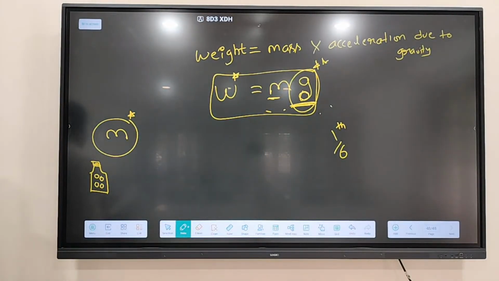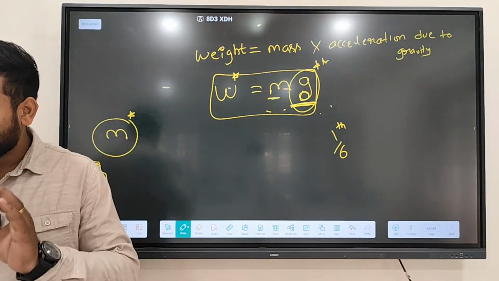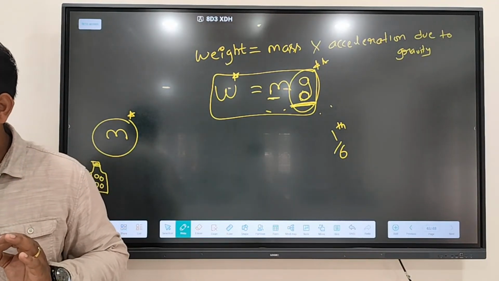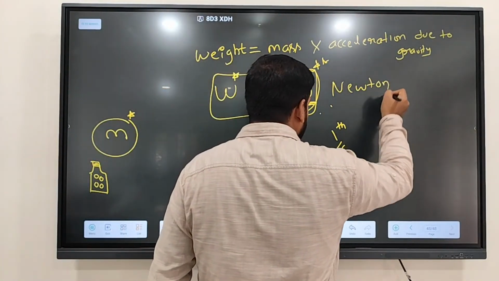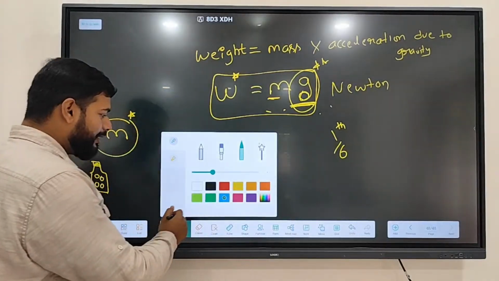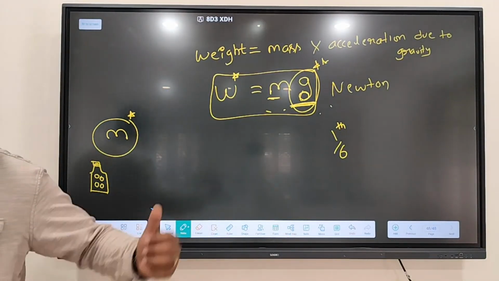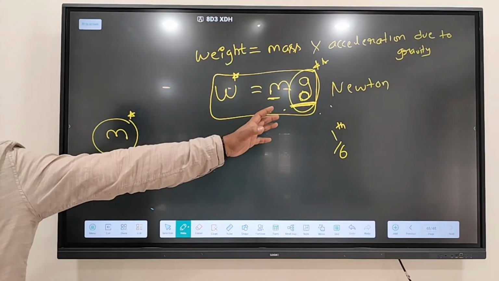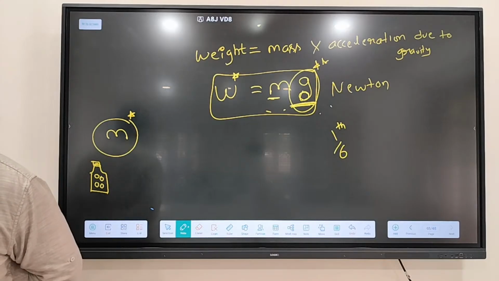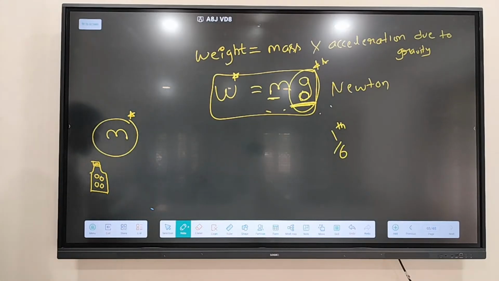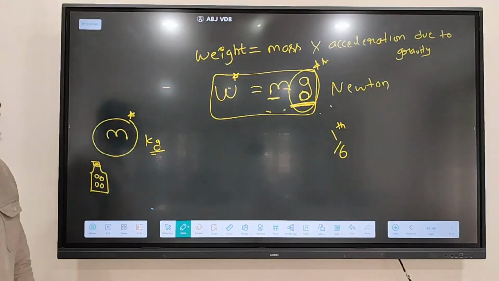Mass is constant. Actually, listen, the SI unit of weight is Newton. But what do we use in daily life? Kg, gram, kilogram, right? We use kg for weight, but actually the SI unit is Newton. Weight's SI unit is Newton. Mass's SI unit is kg, kilogram. The SI unit of mass is kilogram.